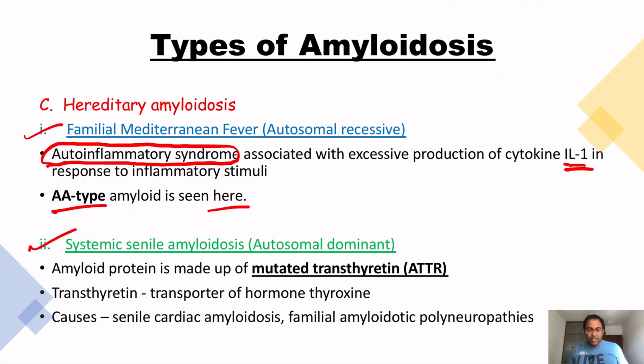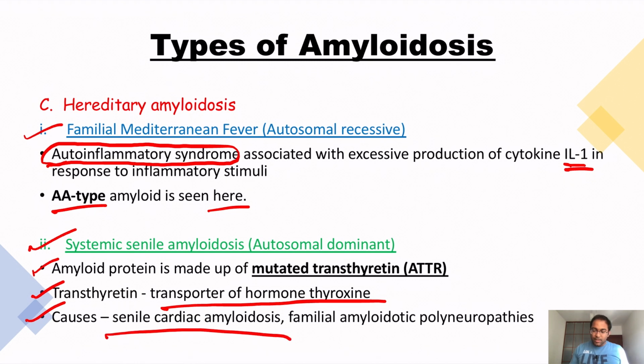Let's go to systemic senile amyloidosis. This is a type of autosomal dominant disease. Here we have an amyloid protein that is made up of mutated transthyretin, right? Transthyretin, I repeat, is a molecule that helps to carry the hormone thyroxine in the bloodstream, right? And what are the causes for this type of amyloidosis? It's the senile cardiac amyloidosis and familial amyloidotic polyneuropathies, right?